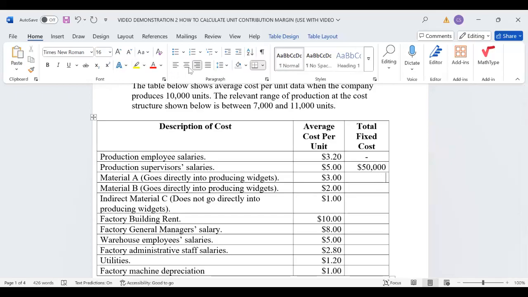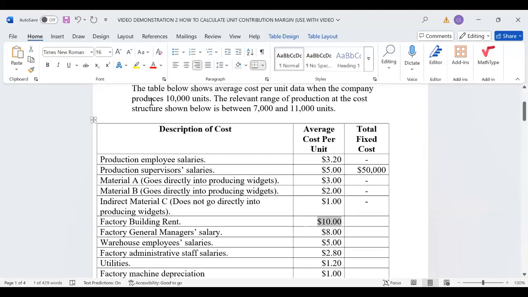Material A is a variable cost, so we don't care. Material B is a variable cost, so we don't care. Material C is also a variable cost because it changes with production. If it didn't change with production, it would be a fixed cost. But in this case, I indicated to you that it was a variable cost. Factory rent is $100,000, 10,000 units times $10 a piece. Factory general manager's salary is 10,000 units times $8, so the total is $80,000.